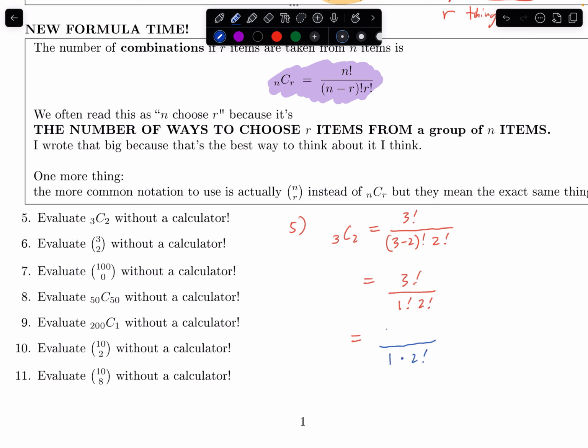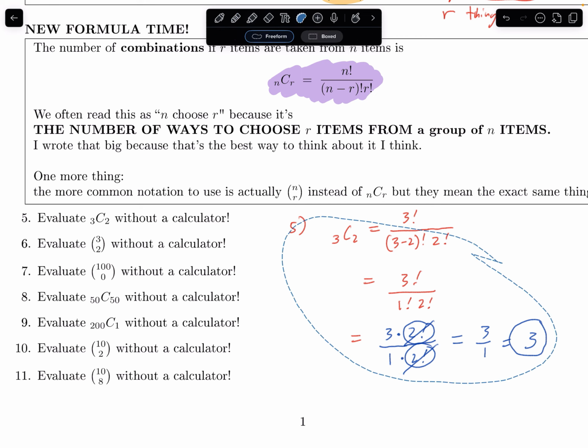And then the top, I'm going to do a 3 and then start going down the line until I hit the biggest factorial that I have below. The biggest factorial I have below is the 2 factorial. I'm going to stop there because that's the biggest thing that I can cancel, kind of like we saw with permutations. Since they both have the 2 factorial, I can cancel them out, which gives me just 1, and I have 3 times 1 over 1 times 1, or just 3 over 1, which is just 3. So there you go. That was easy. That was number 5.